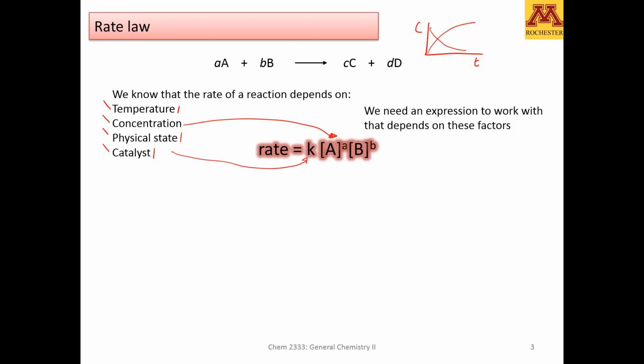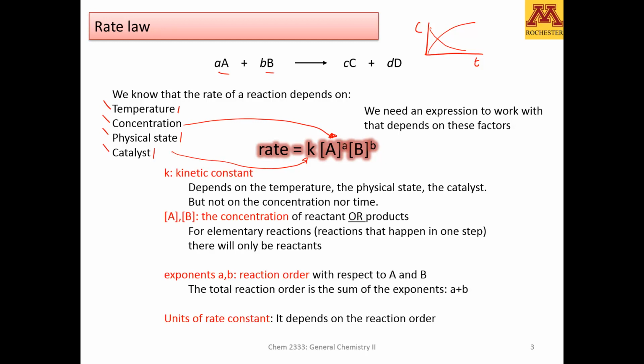So for a reaction in which A and B react, typically, and I say typically because it's not always the case, you will see a dependence on the concentration for each of the reactants. We will call these the exponents, and in this case I've used the same exponents as the coefficients of the reaction. However, that is not always the case, so careful.